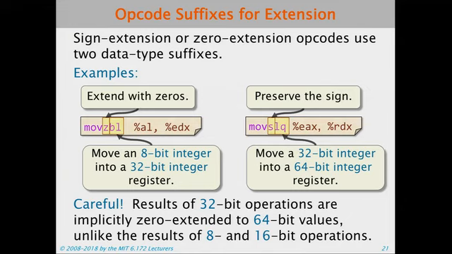Now, once again, for extension, you can zero extend or sign extend, and here are two examples. In one case, moving an 8-bit integer to a 32-bit integer, zero extended versus preserving the sign.